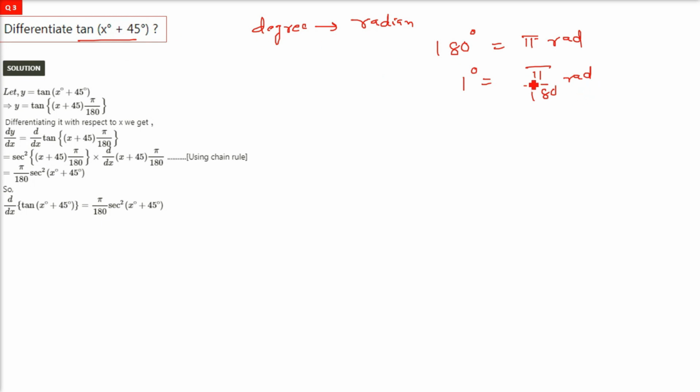Because 2 pi is equal to 360 degrees. Pi radians is 180 degrees, so 1 degree is pi by 180 radians.